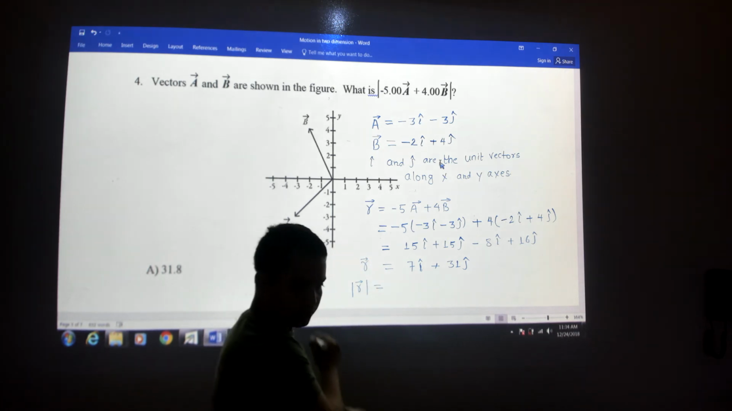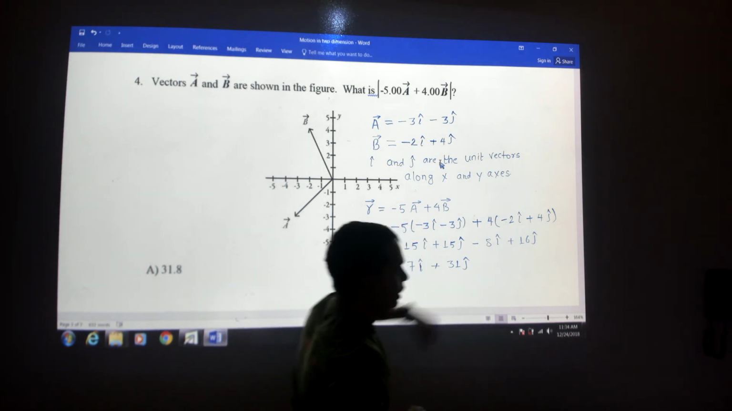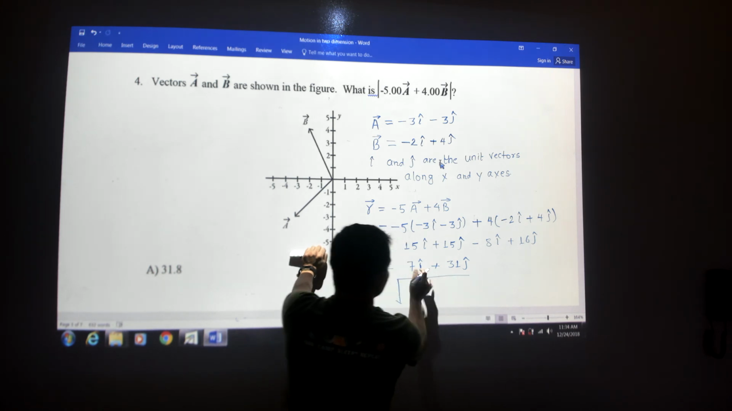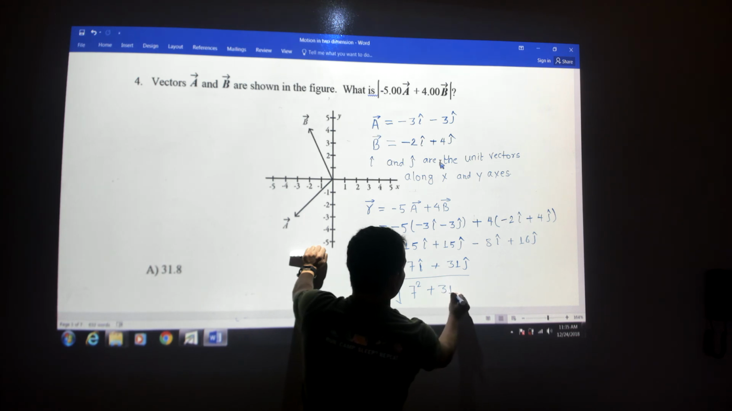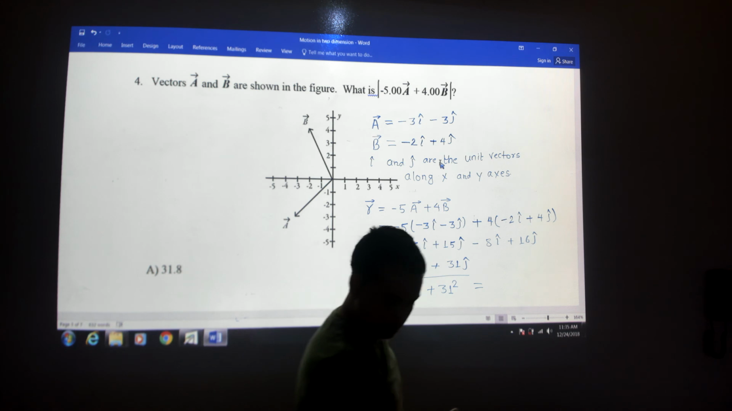How do you find the magnitude? If you know this is along the x-axis and this is along the y-axis, the way you find the magnitude is just 7 squared plus 31 squared, square rooted. If you do your math correctly, then you will get 31.8.